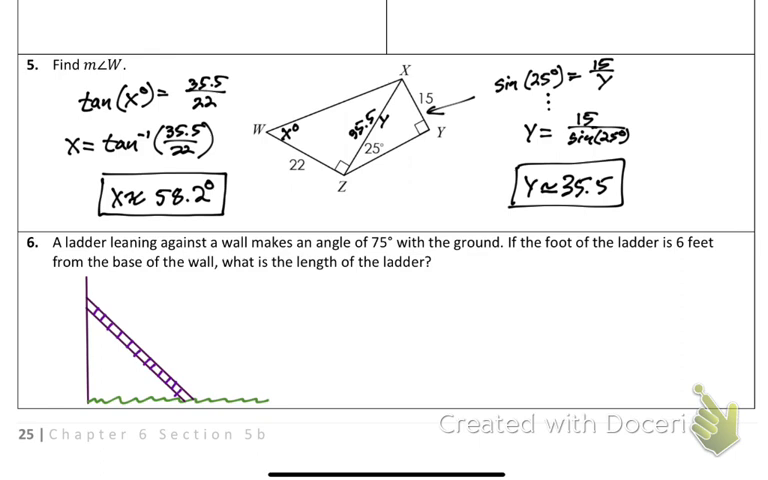Okay, let's put the information that we have. We have a ladder leaning against the wall, making a 75-degree angle with the ground. That means this is our 75 degrees. If the foot of the ladder is 6 feet from the base of the wall, so that means this distance right here is 6 feet, the bottom. From the wall to the ladder is 6 feet. What is the length of the ladder? So that would be my x there.